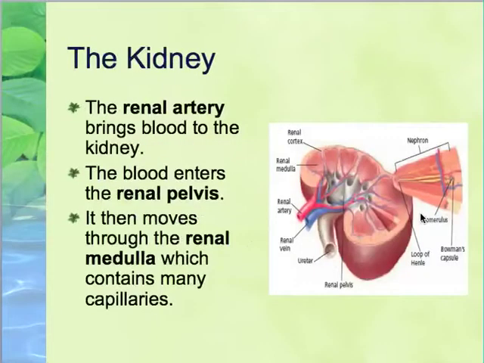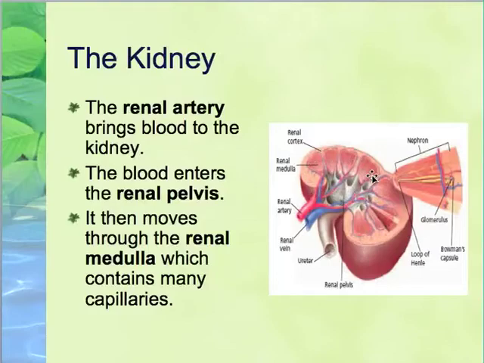Now, the renal artery, as I mentioned, brings the blood to the kidney, and it enters a structure called the renal pelvis. The renal pelvis is this structure located here. All right? The renal pelvis then moves through the renal medulla, which is all of this stuff here, and goes to the outside portion of the kidney.